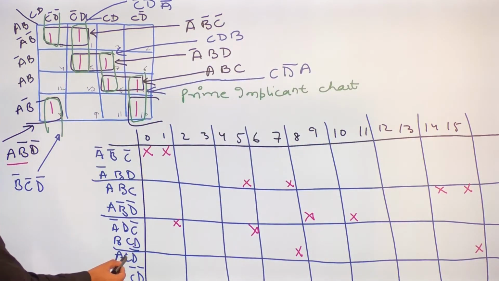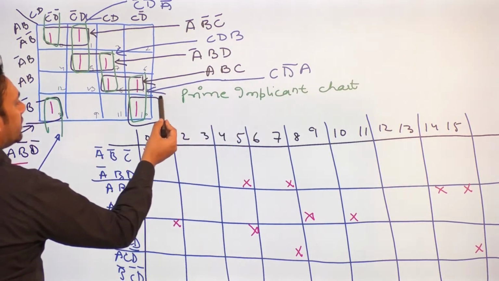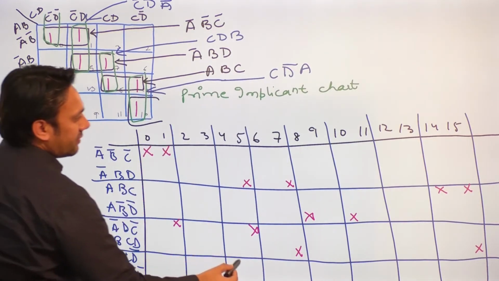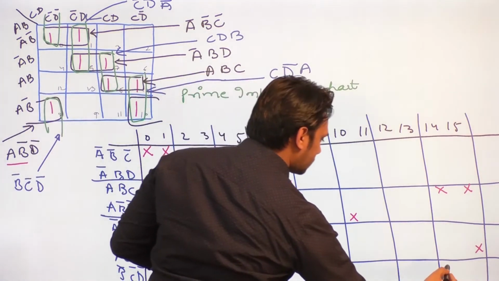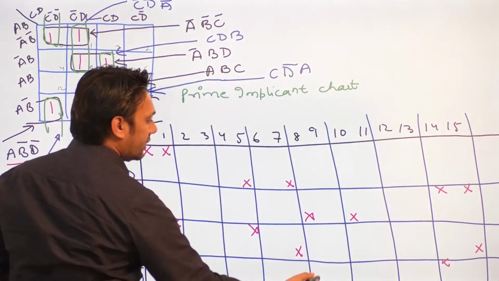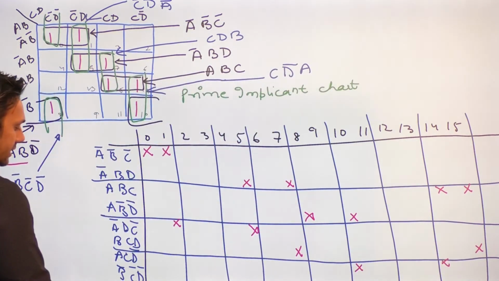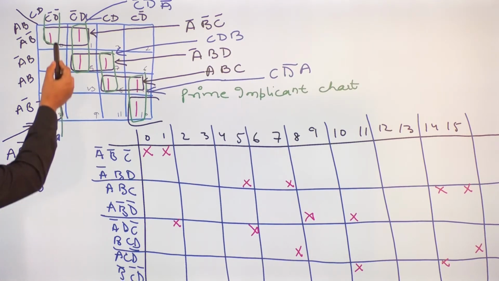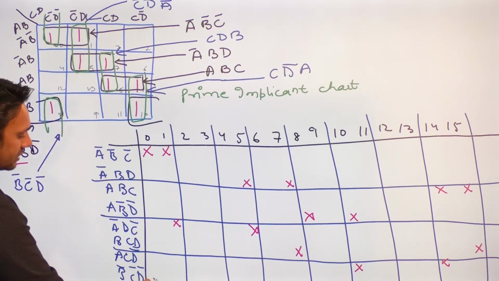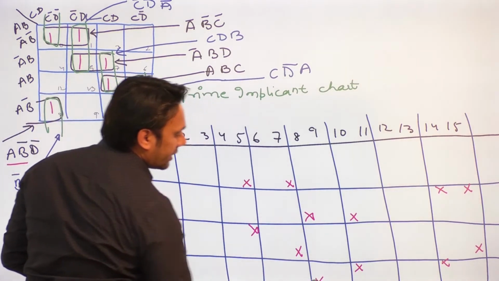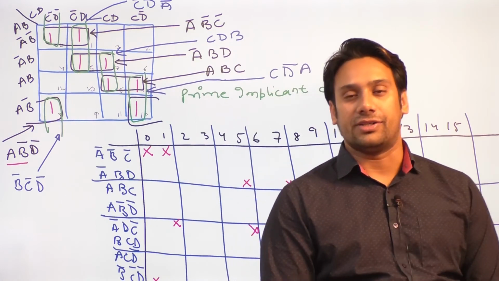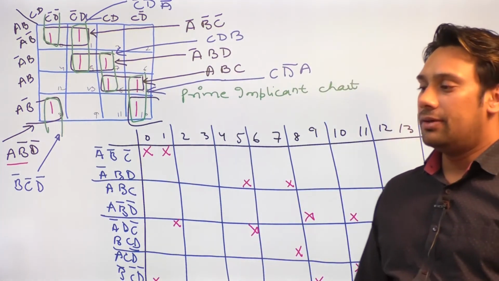Then we have ACD complement. So this ACD complement is covering the terms 14 and 10. So ACD complement is covering 14 as well as it is also covering the term 10. And then the last one here, which is B complement, C complement, D complement, is covering 0 and 8. It is covering 0 as well as 8. So this chart is called your prime implicant chart.